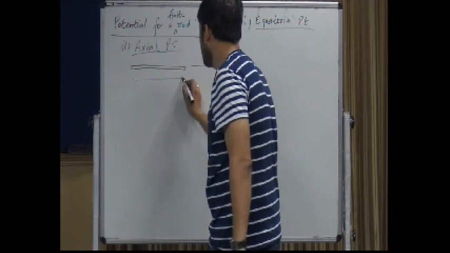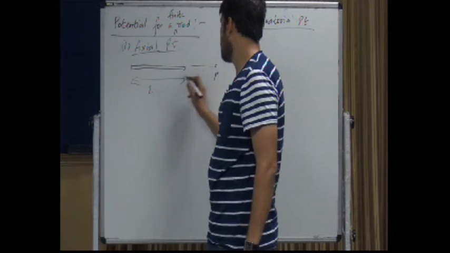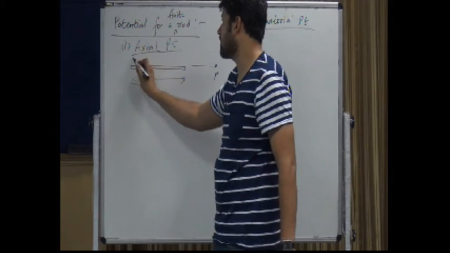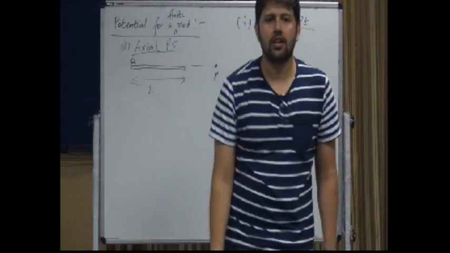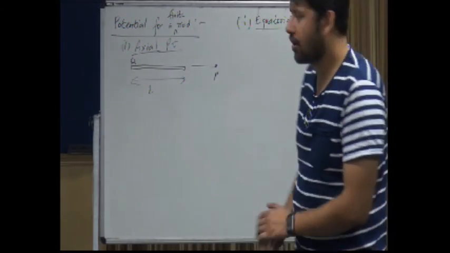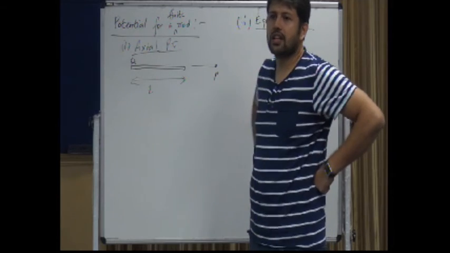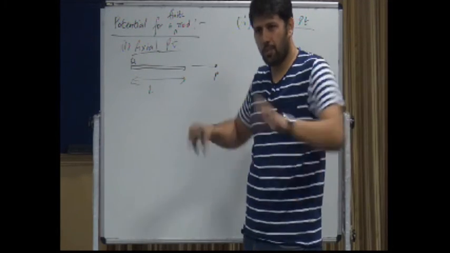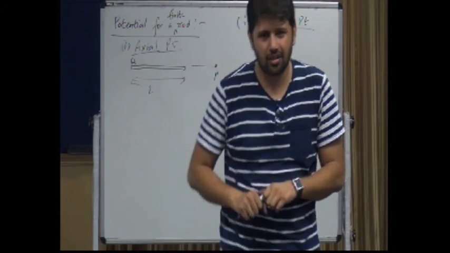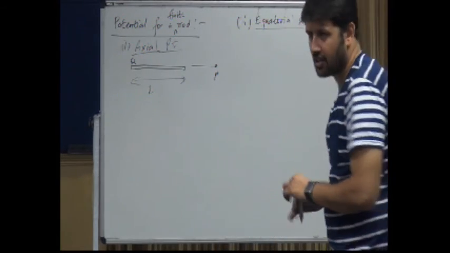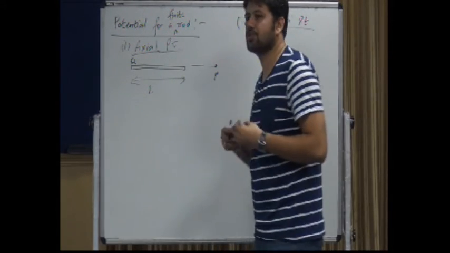This is a rod of length L. You need to find the potential. The charge Q is spread uniformly over the rod. You need to find the potential at point P. Do you remember the formula for this kind of scenario? It was actually not so easy, it was difficult, right? So what would our approach be?